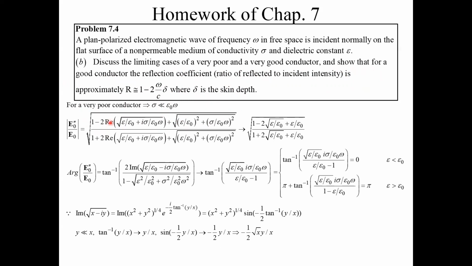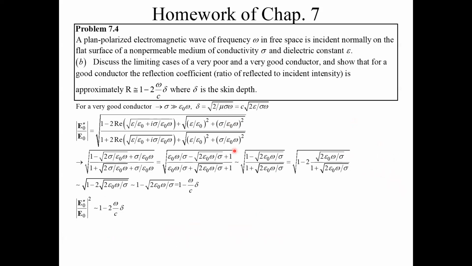So this one will be 0, and this one 0, this one 0, and this one 0 will have the answer here. And for our angle here, we will use some relation below, and we will get answer 0 and pi for different cases. Okay, and this is for poor conductor.